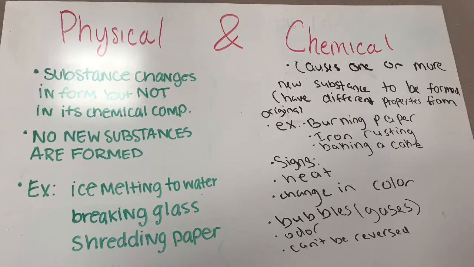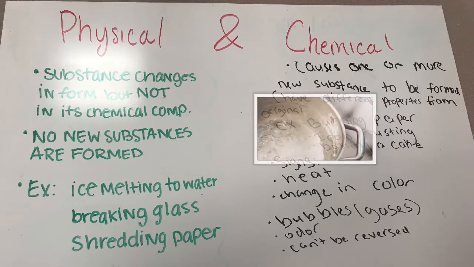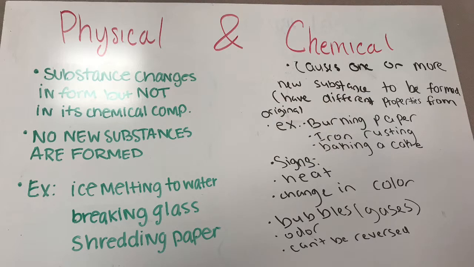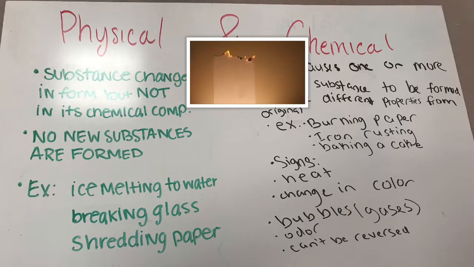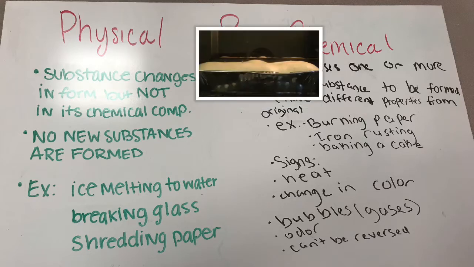On the other hand, chemical changes do cause one or more new substances to be formed. This means that the resulting substances have different properties than the original. A few signs indicating that the substance is undergoing a chemical change include heat, change in color, odor, and bubbles or gases. Chemical changes cannot be reversed. Some examples of chemical changes are burning paper, iron rusting, and baking a cake.